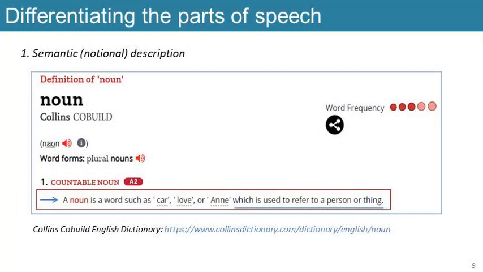Both the common man-in-the-street answer and ChatGPT's answer differentiate between nouns and verbs semantically. Grammarians also say notionally. In other words, by their respective meanings or by what they refer to in the real world. This is also how standard and learner dictionaries typically define the parts of speech. For example, the slide shows how the Collins COBUILD English Dictionary defines a noun.